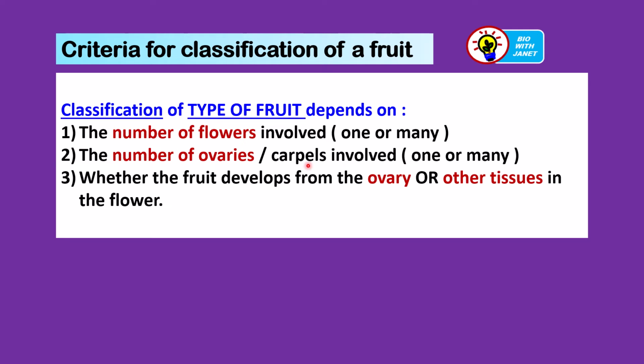All right, so a carpel is a female reproductive structure consisting of the stigma, style, and also the ovary below, right? So inside the carpel there is an ovary. And how many carpels are involved in the formation of the fruit? How many ovaries are involved? That is also one of the criteria for the classification of a fruit. And then whether the fruit develops directly from the ovary or not from the ovary, but from other tissues in the flower like the receptacle. Let's have a look at how these criteria are used.